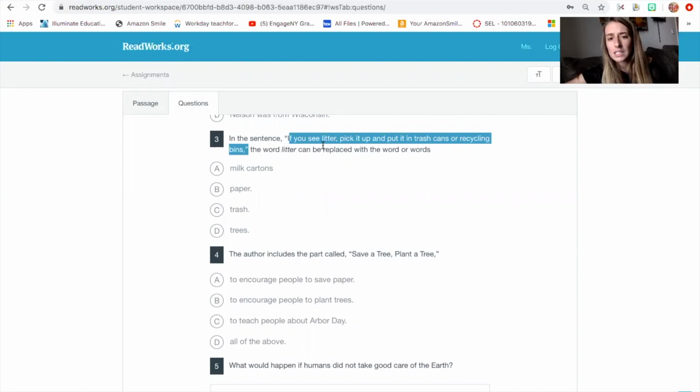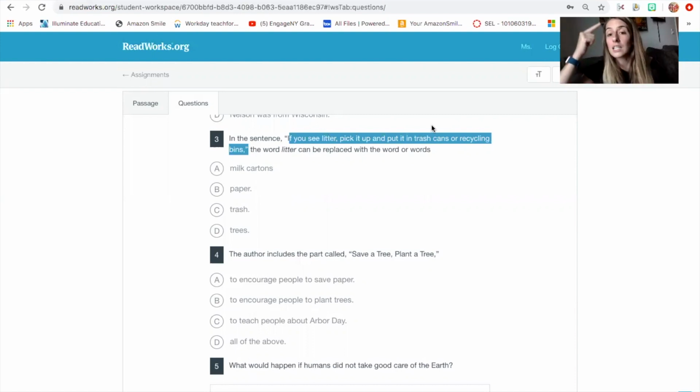So let me reread the sentence. If you see litter, pick it up and put it in trash cans or recycling bins. So litter is something that I put in trash cans or recycling bins. Well, I'm going to cover my answers and think about what is something that you put in trash cans or recycling bins. Well, I know that I put trash in trash cans or recycling bins.